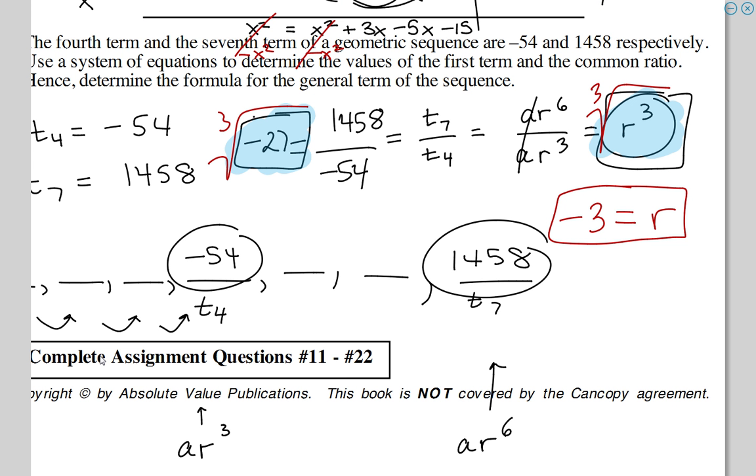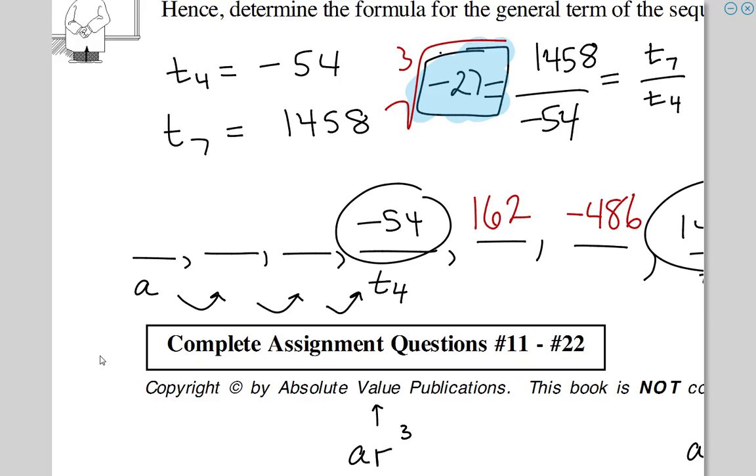So I'll take negative 54 and times it by negative 3, I get 162. Times that by negative 3, I get negative 486. Times that by negative 3, and I got 1458. Woo! Now I'm just going to go backwards. Negative 54 divided by negative 3, I get 18. And divide that by negative 3, I get negative 6. And divide that by negative 3, I get 2. So there's my sequence.